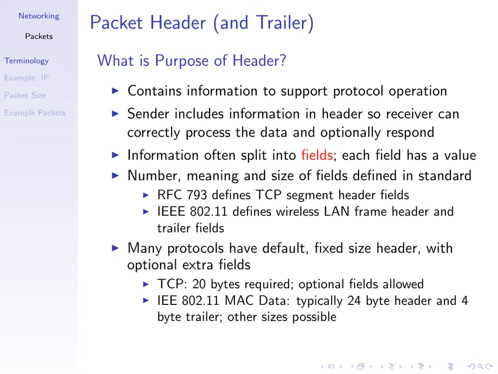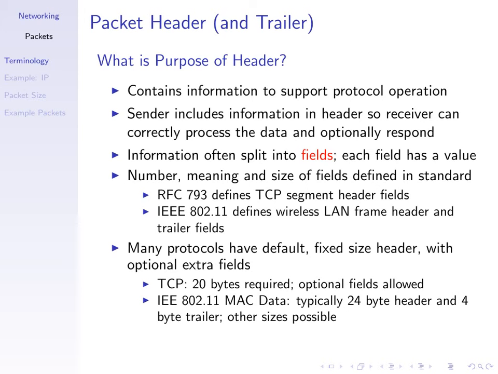Many protocols define a default header, usually of a fixed size. For example, with TCP, there's a default header of 20 bytes, and those 20 bytes are always required in a TCP segment. But often protocols also support optional extra fields, so further fields which increase the size of the header. They may not be included in all packets sent, but they may be used depending upon the features of that protocol being used.